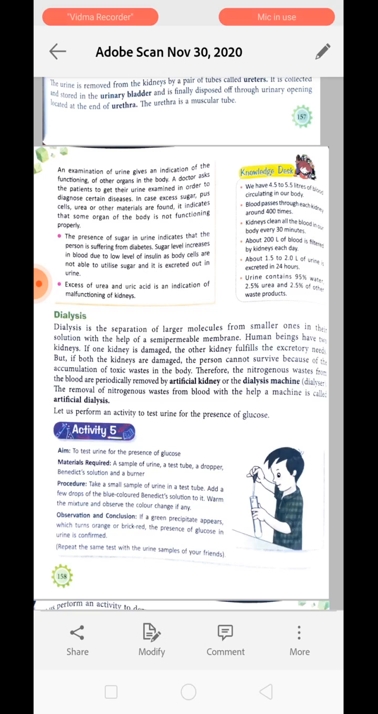Human beings have two kidneys. If one kidney gets damaged, the other kidney can work and fulfill all the excretory needs. But if a person has both kidneys damaged, the person will not be able to survive because of the accumulation of toxic waste in the body. Therefore, the nitrogenous waste from the blood is periodically removed by an artificial kidney called a dialysis machine.